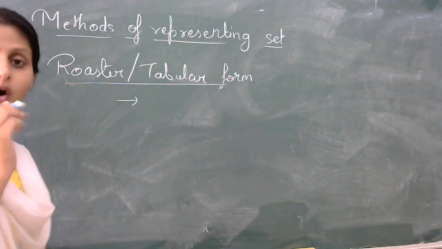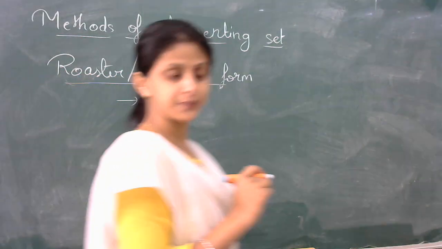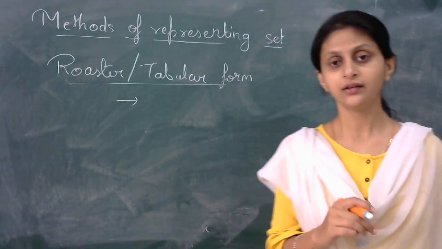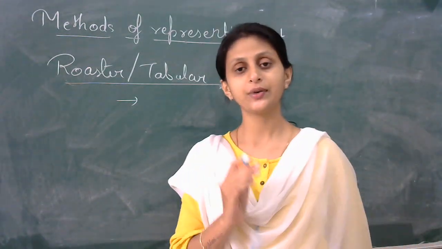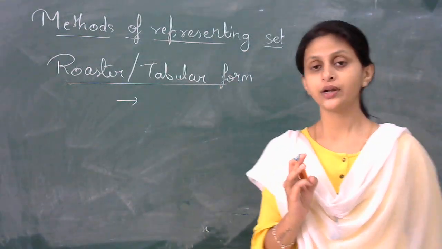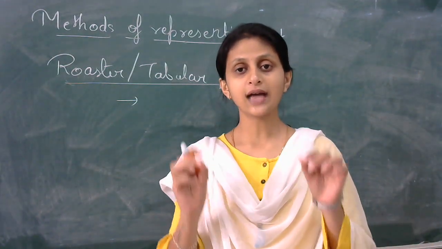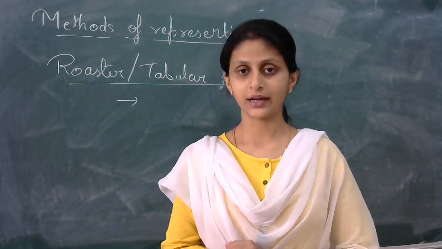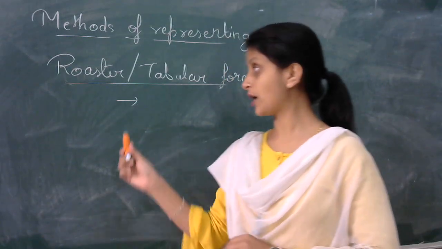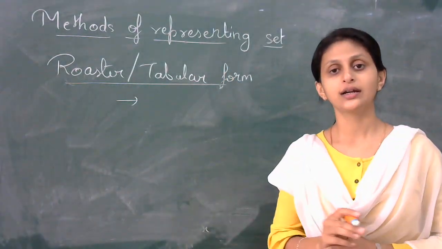First one is all the elements in a set are listed. And second one, elements are separated by commas. Third point is all the elements are enclosed within flower brackets. So these are the three things which we have to remember in roster or tabular form.